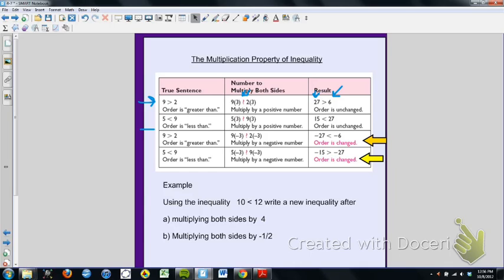If the order was less than, 5 is less than 9, multiplying it by a positive integer such as 3, the order remains unchanged. 5 times 3 is still less than 9 times 3.